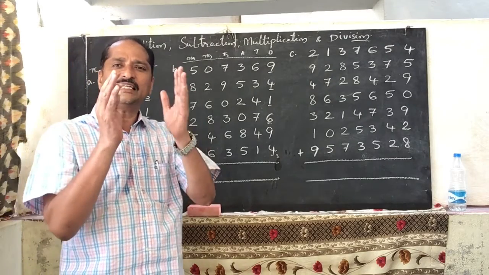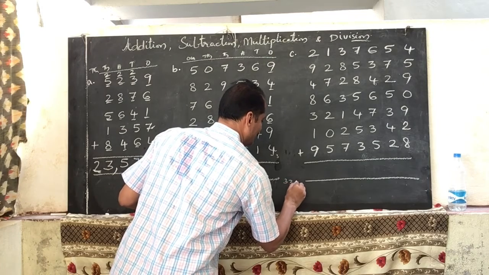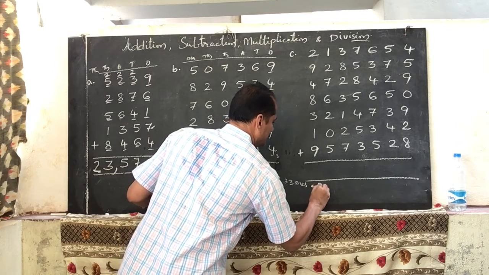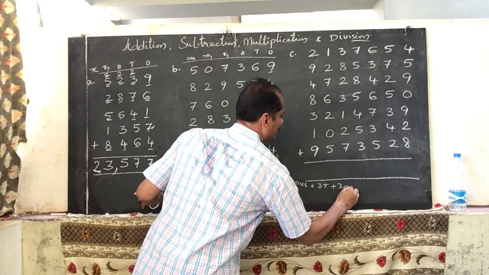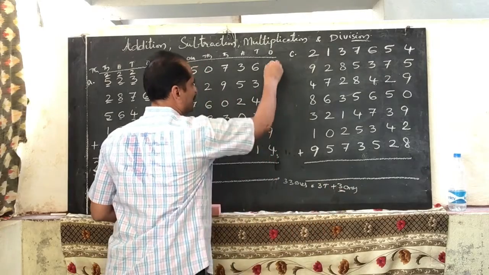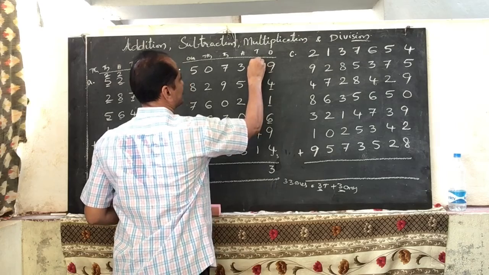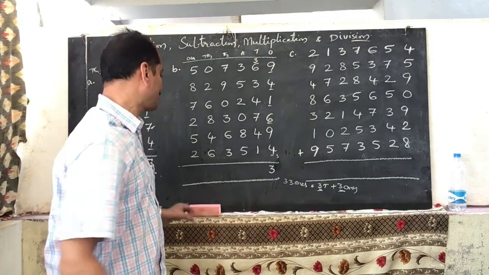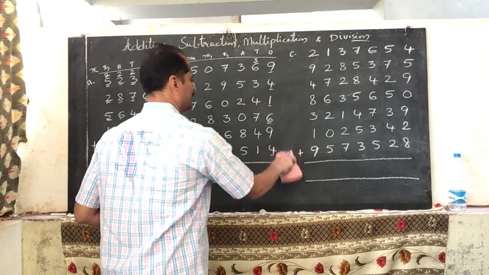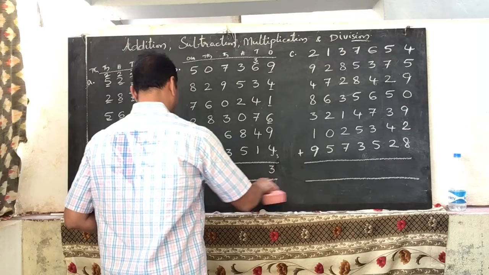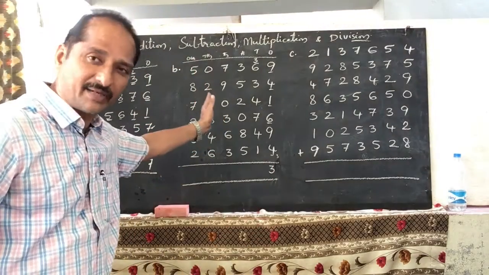So now 33 ones means, observe carefully here once again. 33 ones means 3 tens plus 3 ones. So write down this 3 under ones place. And this 3 under tens place. 3 tens. Okay, understood everybody? So 33 ones means 3 tens and 3. So like that, the next greater place should go to the next greater place.